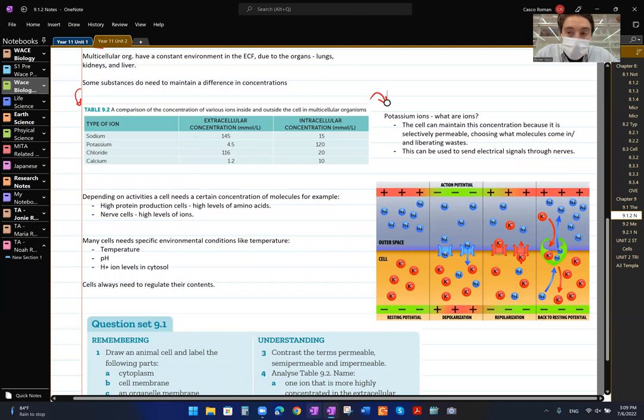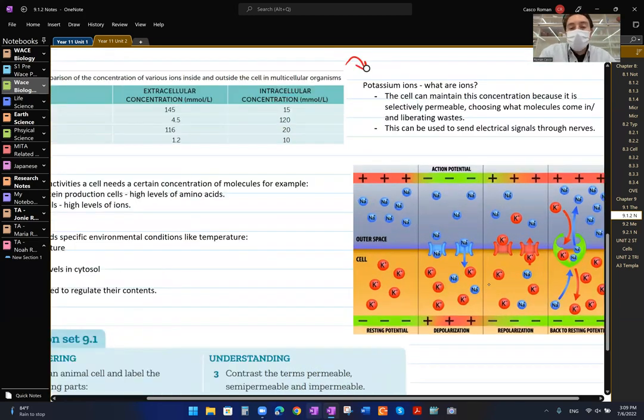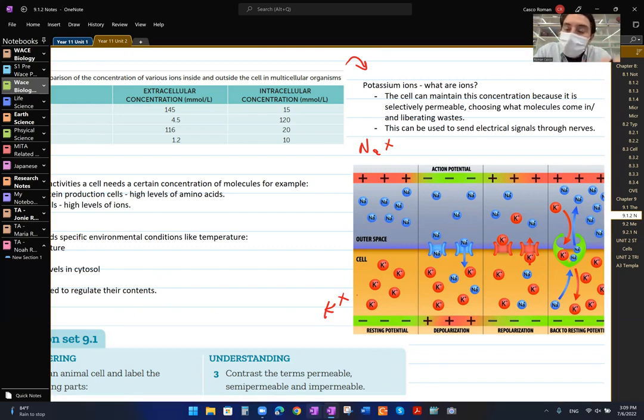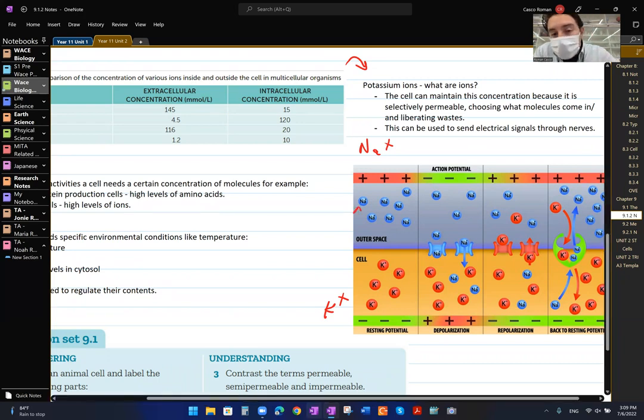And why is this possible? It is because the cell is selectively permeable. Now take a look at this. You have sodium ions, which are positive, and you have potassium ions, which are also positive. So how can two positive ions make a negative charge? Take a look at the quantity. Here you have 1, 2, 3, 4, 5, 6, 7. Here you have 1, 2, 3, 4, 5. What does that tell you?